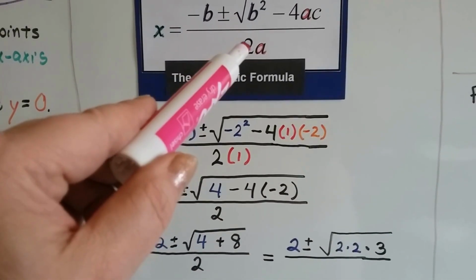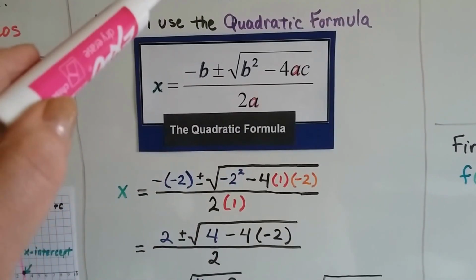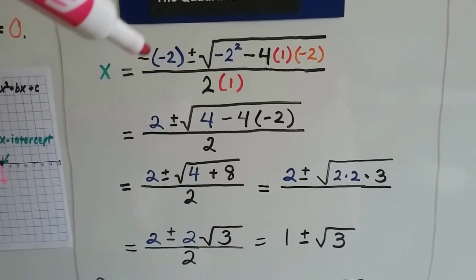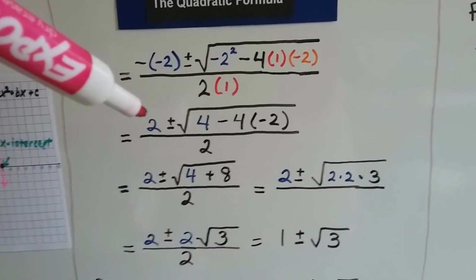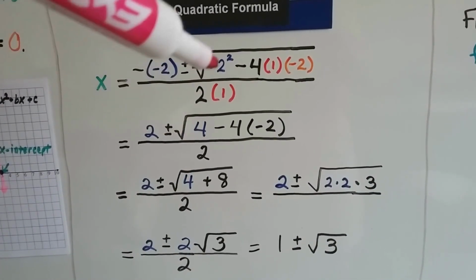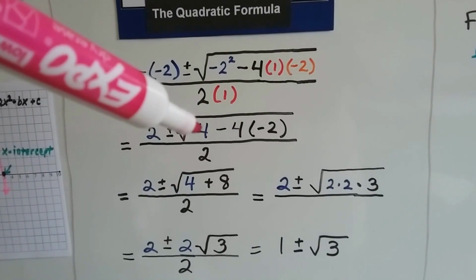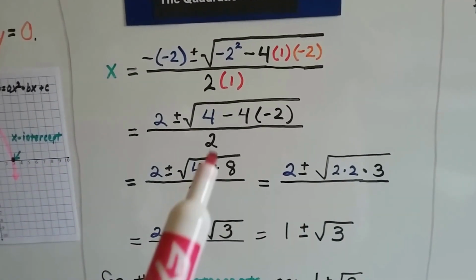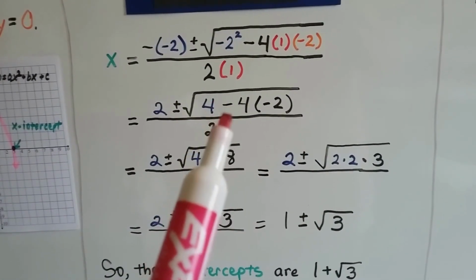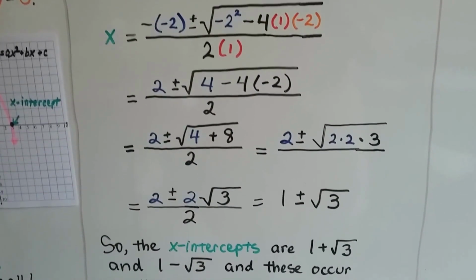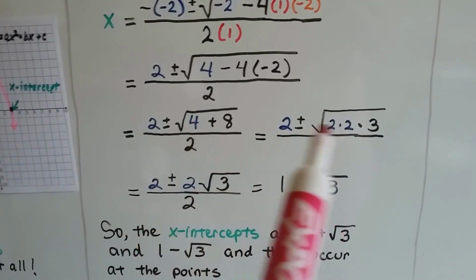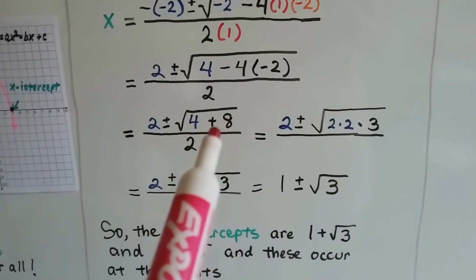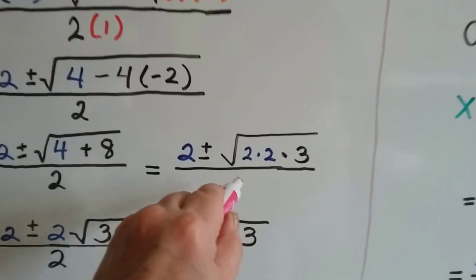It's going to be divided by 2a, and because our a value is that 1, it's going to be 2 times 1, isn't it? So now we know the negative of this negative is going to give us a positive 2, plus or minus the square root of negative 2 times negative 2, which is a positive 4, minus 4 times negative 2. See? That's going to give us a 4 plus 8, because this negative 4 times negative 2 makes a positive 8, doesn't it? And this can be broken down as 2 times 2 times 3, can't it? This 4 plus 8. Should be over a 2, shouldn't it?